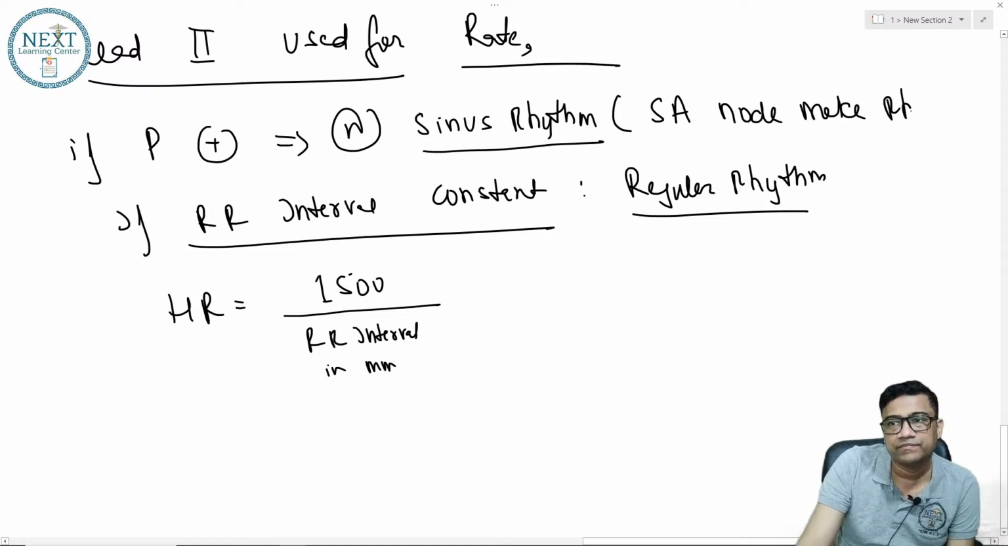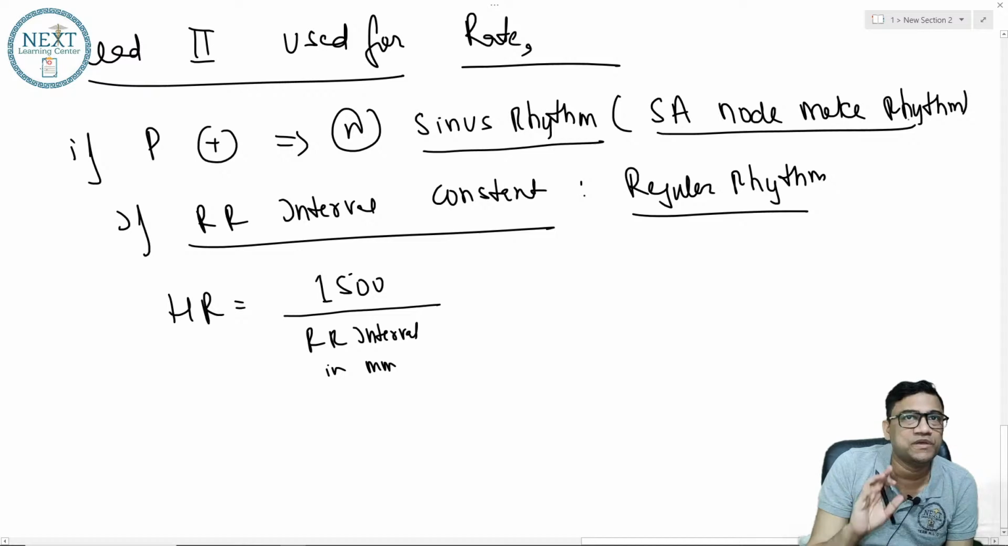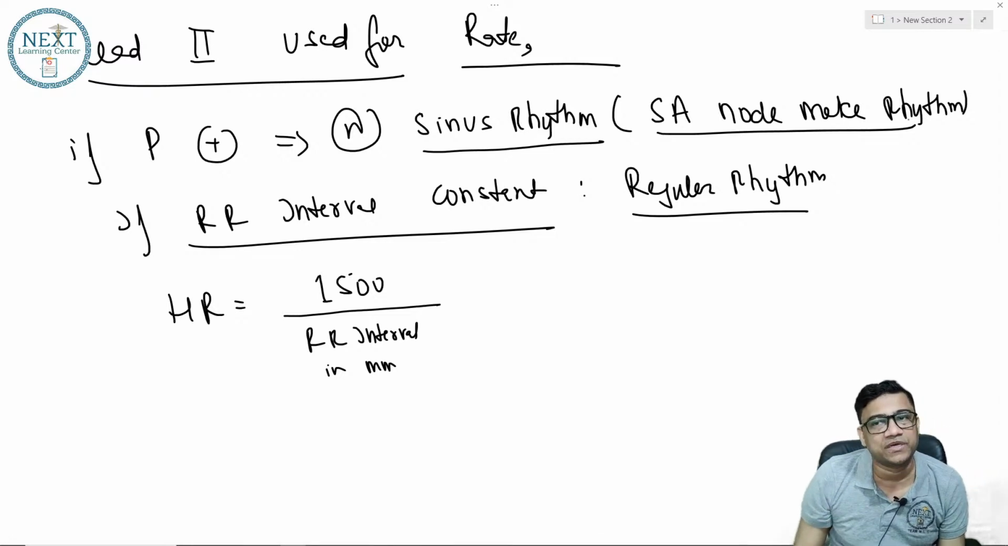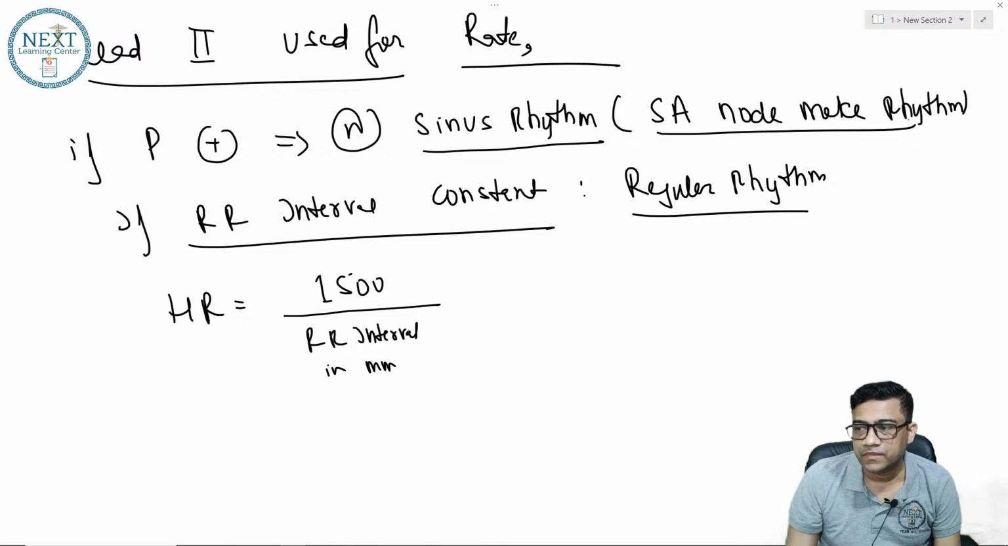Make rhythm. The full form of SA is sinoatrial, that's why I call it sinus. So if the SA node makes the impulse, the P wave comes and that means it is the pacemaker. Are you clear? Okay. So is it clear to all of you? Is it clear now? Okay, done.